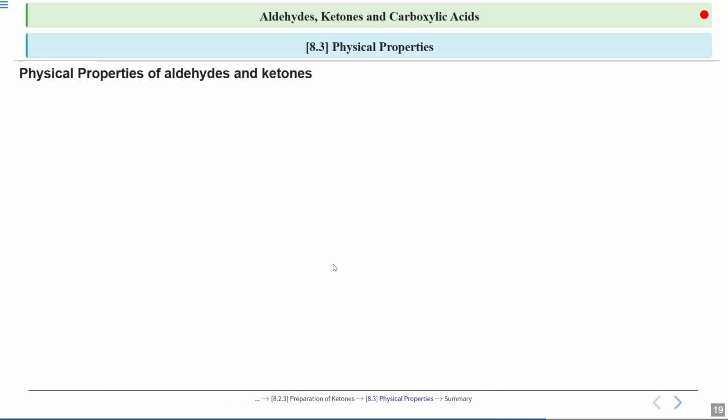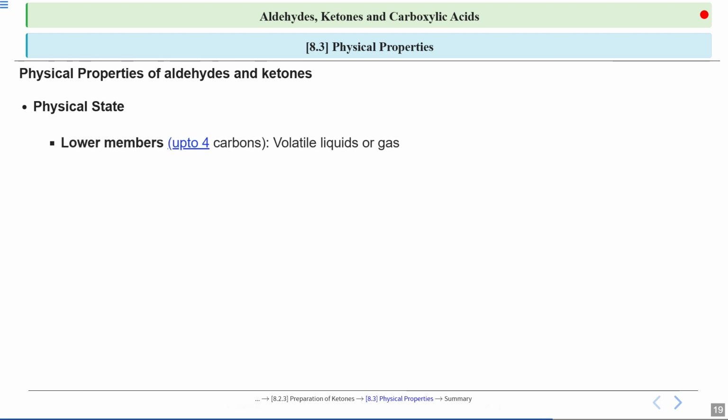Now we will talk about the physical properties of aldehydes and ketones. First, the physical state. Aldehydes and ketones can exist in different physical states depending upon their molecular size. The lower members, which have up to 4 carbon atoms, are typically volatile liquids or gases. That means they can easily evaporate and are often found in the air around us.